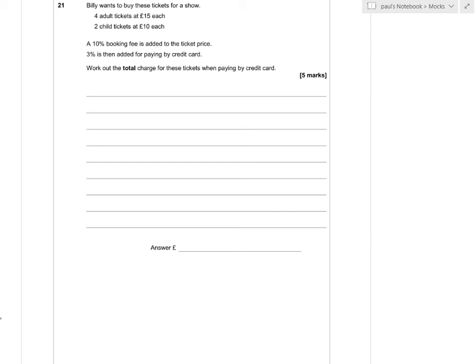Billy wants to buy the tickets for the show. 4 adult tickets, 2 child tickets, 10% is added, and then 3%. Okay, so we can't add 13. We've got to do it bit by bit. Right, so 4 is the adults. 4 times 15 equals 60. And 2 times 10 equals 20. That's £80. 10% booking fee. So 10% of 80 is simply 8. So now I've got 80 plus 8 equals 88.